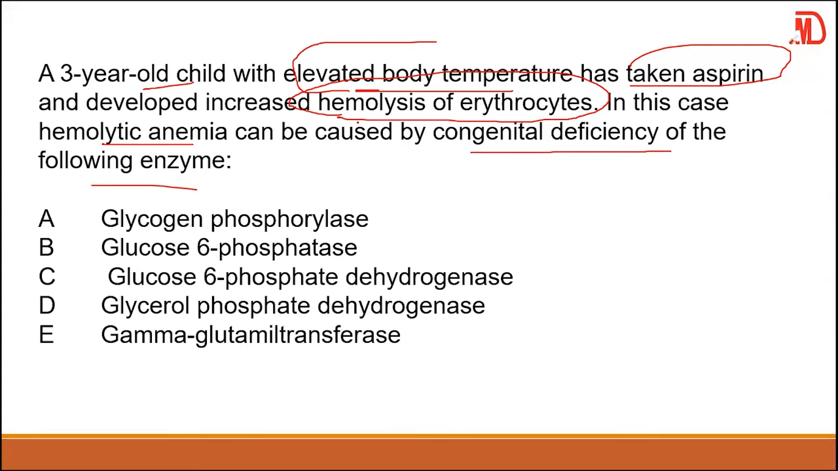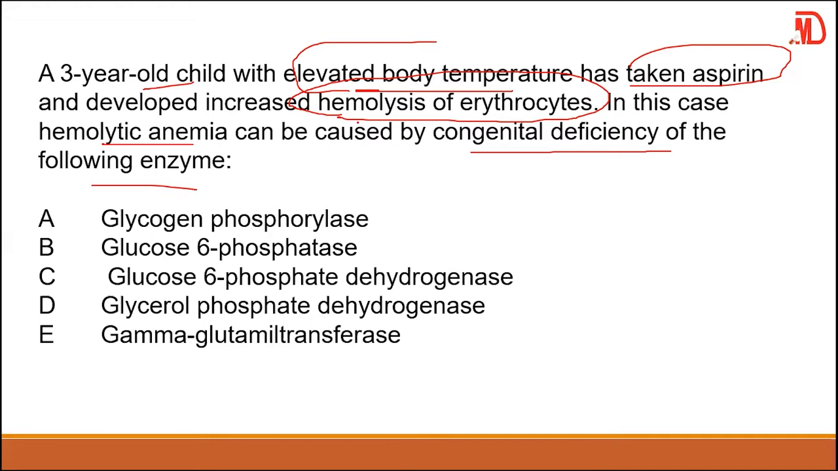Now, it is worth knowing that RBCs, or red blood cells, are normally protected by glutathione. And glutathione is maintained by NADPH, that is nicotinamide adenine dinucleotide phosphate. This NADPH in turn is made possible by glucose 6-phosphate dehydrogenase. What it means is that when you have glucose 6-phosphate dehydrogenase, you get more NADPH. And when you have more NADPH, you get more glutathione. When you have more glutathione, your red blood cells are safe.